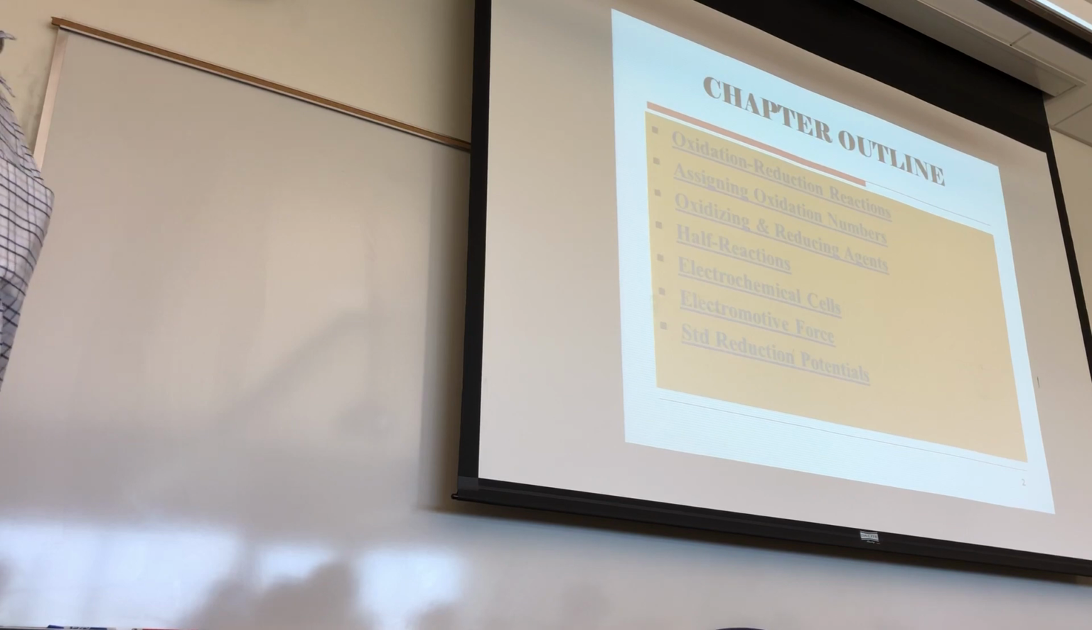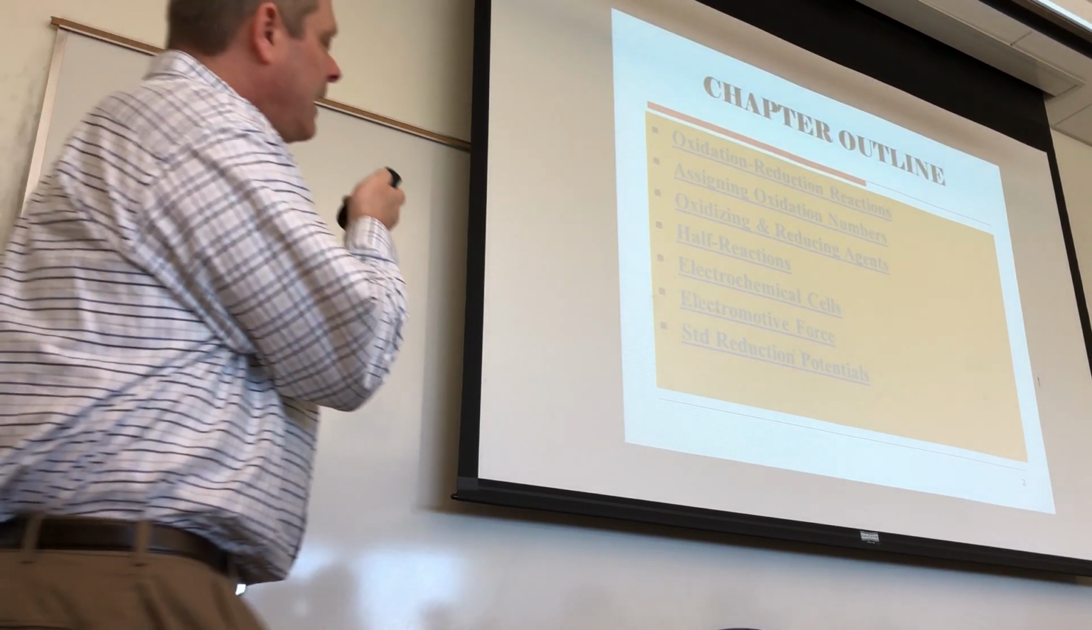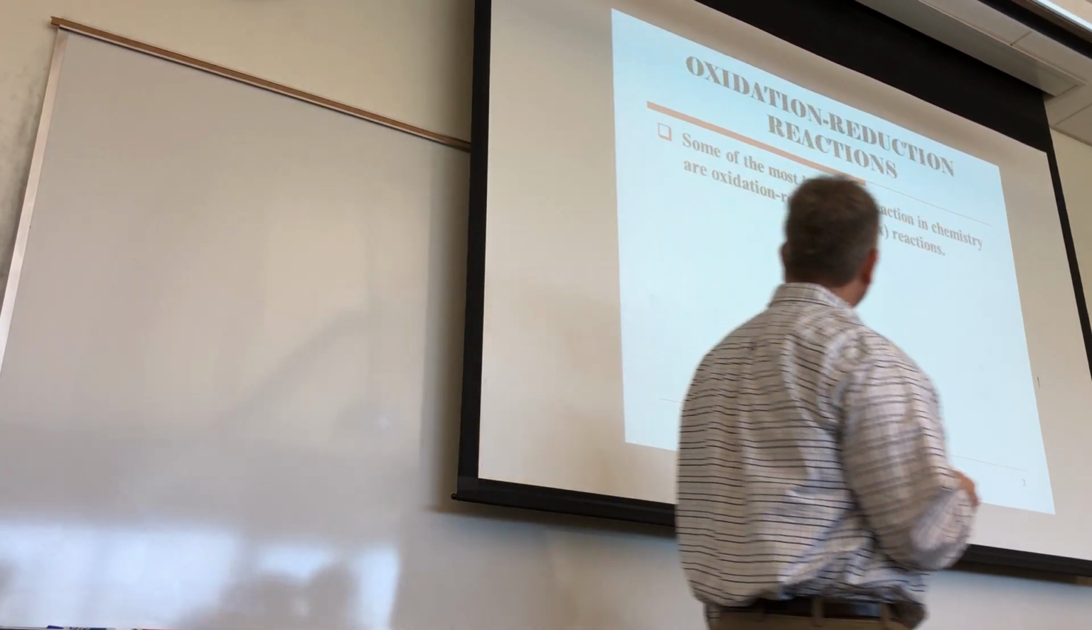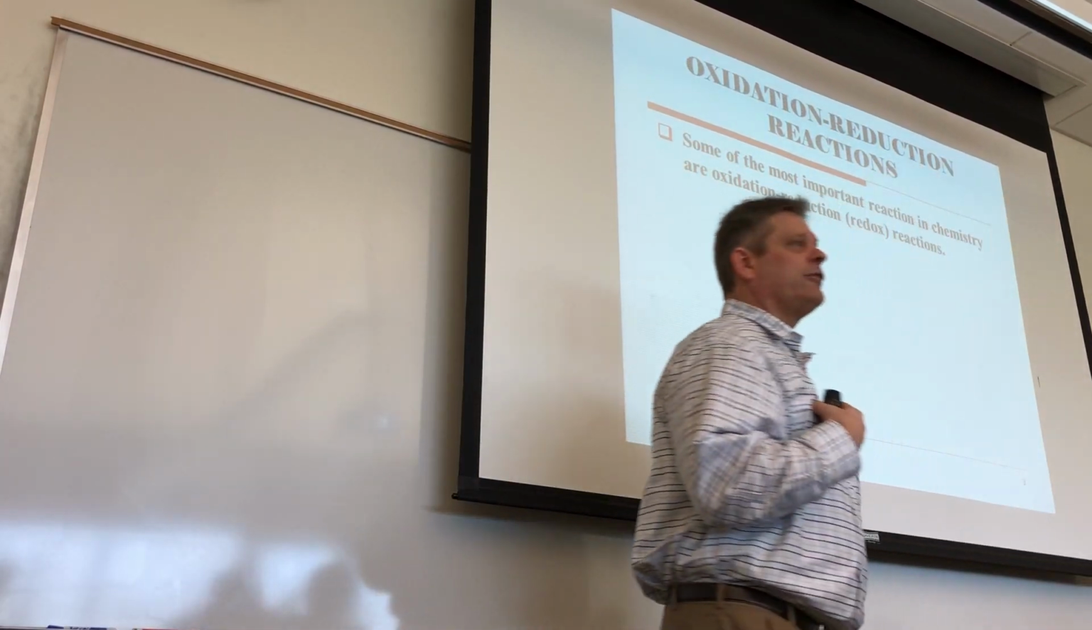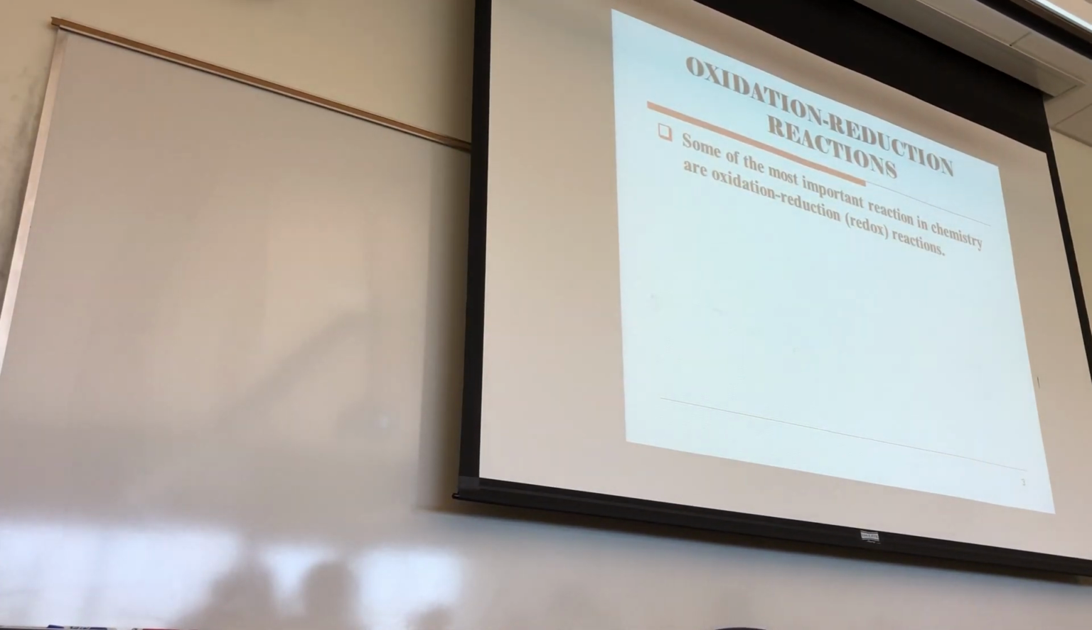Okay, so let's start this chapter. I guess this is 19, and we'll start with what you kind of already know, redox reactions. Where did we encounter redox reactions in terms of the chemical reactions we learned in Chem 101?